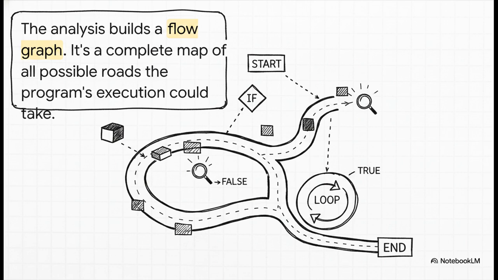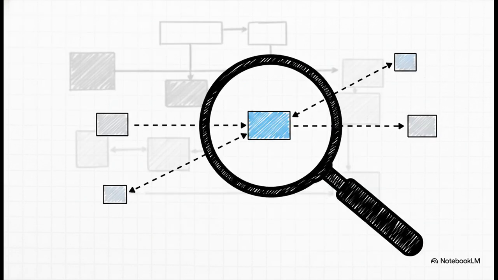A for loop, that's kind of like a traffic circle you might go around a few times. Now, here's what's so clever. The analysis doesn't try to understand everything about the program all at once. That would be overwhelming. Instead, it asks very specific, targeted questions.